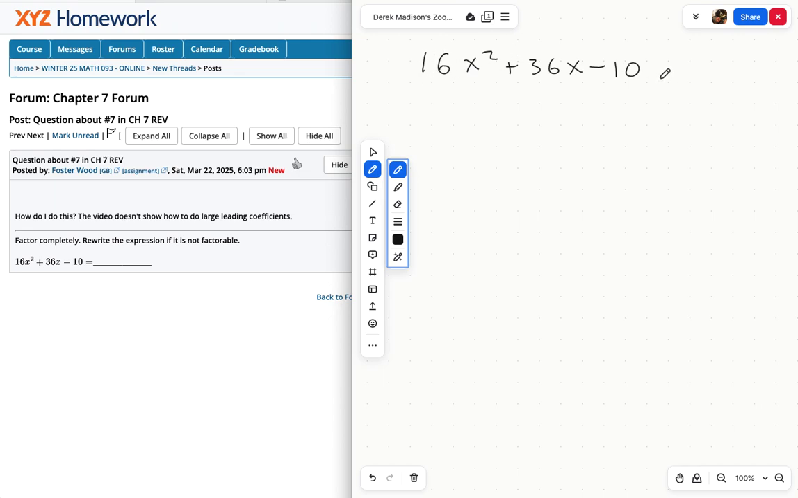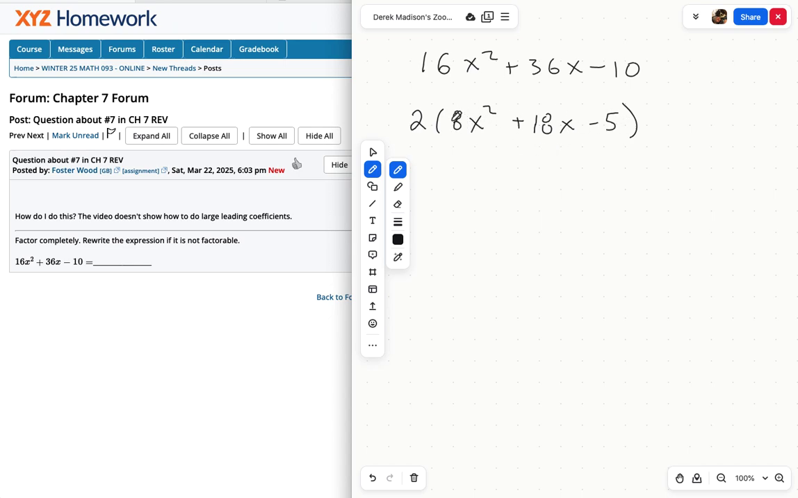So the first thing you do with any factoring problem is look and see if there is a greatest common factor. Our limiting number in this case is 10. The only things that go into it are 2 and 5. So I know the best I could get out of here is a 2. So we'll go 2, and then that's going to leave me an 8x squared plus 18x, and then minus 5.